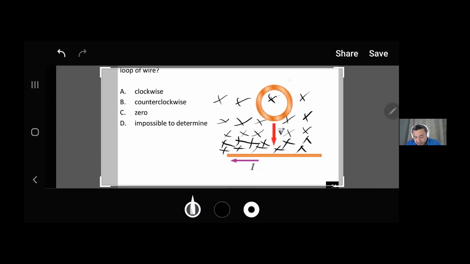So if this loop is falling toward this wire, it is coming from a weaker magnetic field into a stronger magnetic field. All of them are pointing into the screen, which means that the magnetic field pointing into the screen is increasing. Then there will be an opposing magnetic field pointing out of the screen, and the current based on the right-hand rule will be counterclockwise.